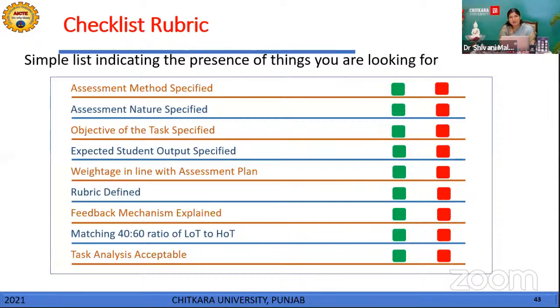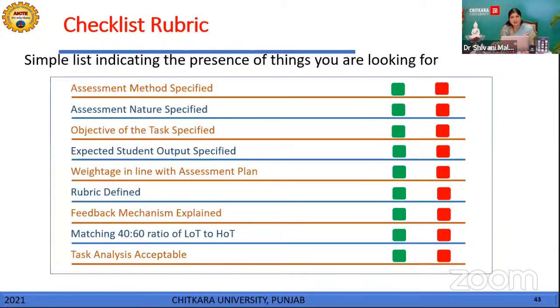So whether you have assessment method specified, whether you have assessment nature specified, whether the objective of the task is specified, whether the expected student output is specified, weightage is in line with the assessment plan, rubric is defined, feedback mechanism explained, matching of 40:60 ratio for the LOTS and HOTS is maintained, or the task analysis is acceptable or not. So why are they important? It is these types of checklist rubric.